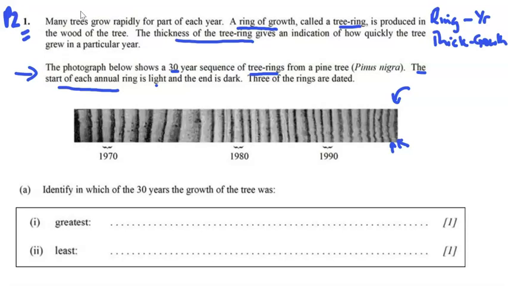Okay, so let's take a look at question A. Identifying which of the 30 years the growth of the tree was. So we're looking for greatest. So greatest will equal thickest. So if we scan across the rings, can I draw your attention to this particular ring here? So I think, without question, that looks like the biggest ring. And of course, what one could do is actually have your ruler on this just to double check that it is indeed the largest. Okay, so what year was it is the challenge.